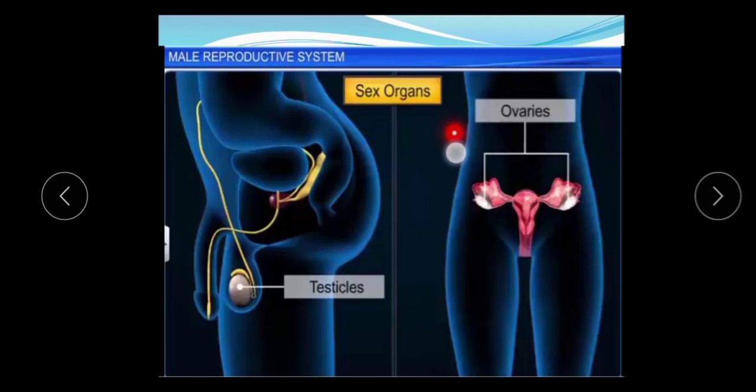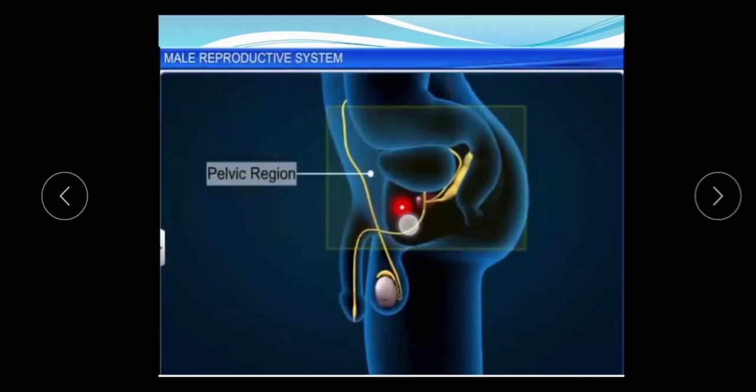Gonads, or the reproductive organs: in case of male it includes a pair of testes, and in case of female a pair of ovaries. The male reproductive system is basically located in the pelvic region. Now the question is, what is the pelvic region? If we see the human body, it is basically divided into three parts: head, neck and trunk. The lowermost part of the trunk is called the pelvic region.